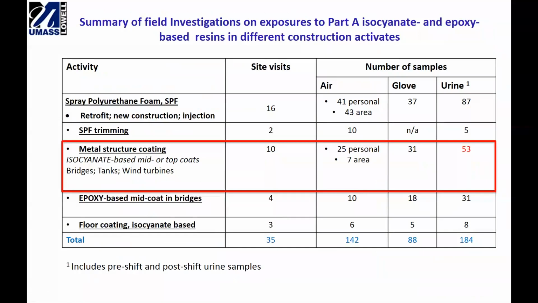So in this slide, metal structure coating, which is the focus of today's presentation, we have 10 site visits. About half of them or so are on bridges, 25 personnel samples, and several area samples, 31 glove pairs, and 53 urine pre and post, total 53.